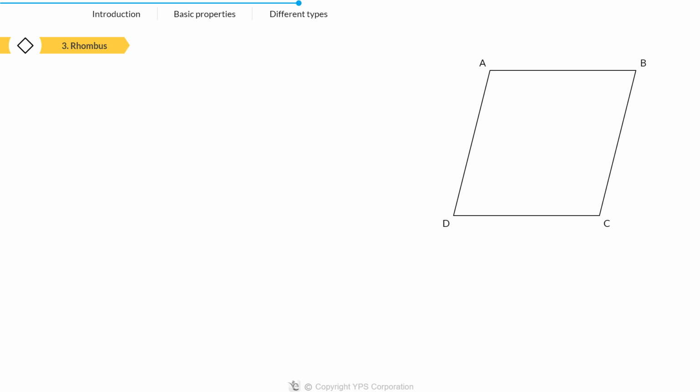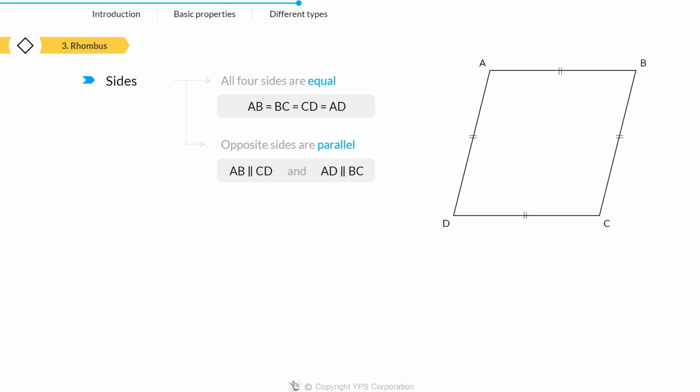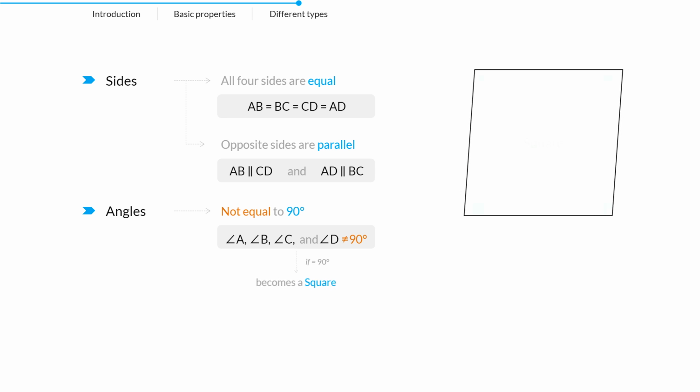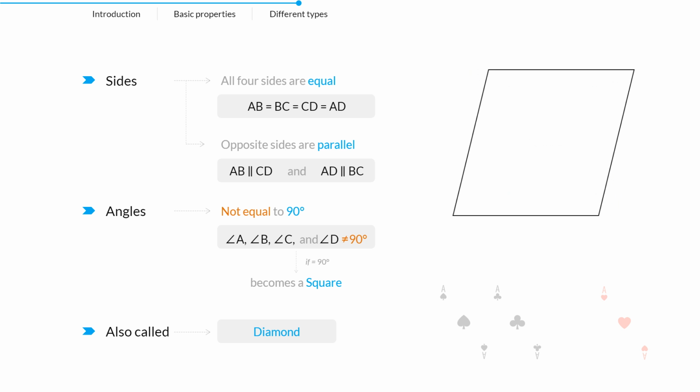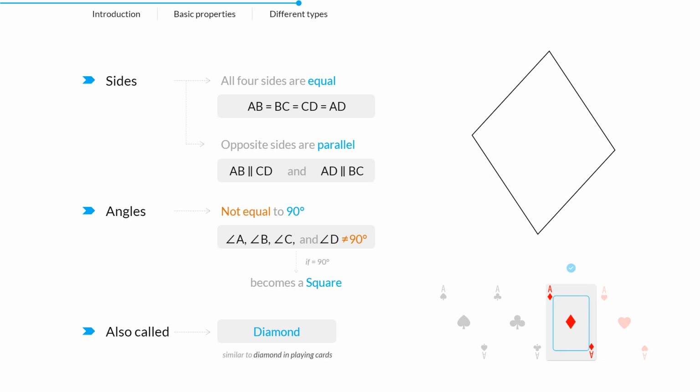The next type of quadrilateral is rhombus. It is a quadrilateral whose all four sides are equal in length and opposite sides are parallel to each other. However, the angles are not equal to 90 degrees, because a rhombus with right angles would become a square. Another name for rhombus is diamond, as it looks like a diamond suit in playing cards.